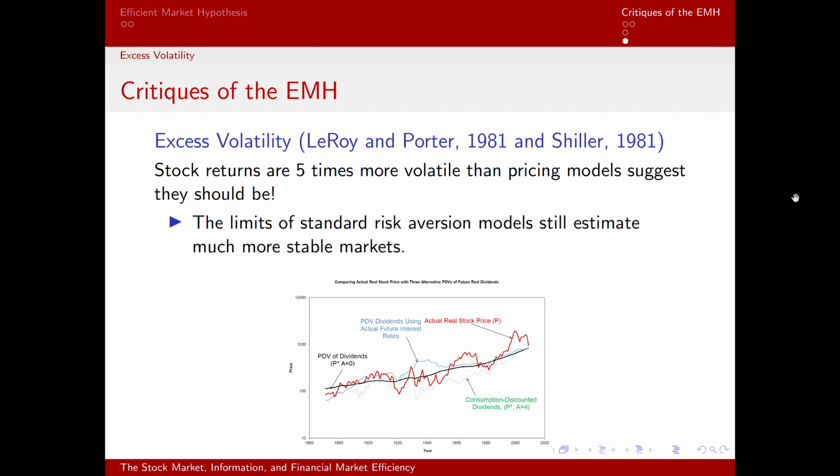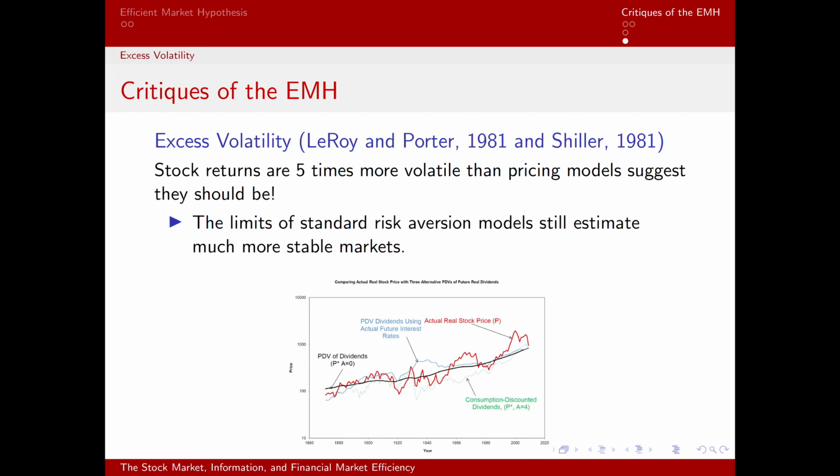And then another big one, and this one's a little bit more technical, but it's the excess volatility puzzle. And what it says is that stock returns are 5 times more volatile than pricing models suggest that they should be. So it doesn't matter how risk averse or how costly information is, any reasonable model within the EMH is still way off on how much volatility there is in the market. And this is pictured below in the graph.